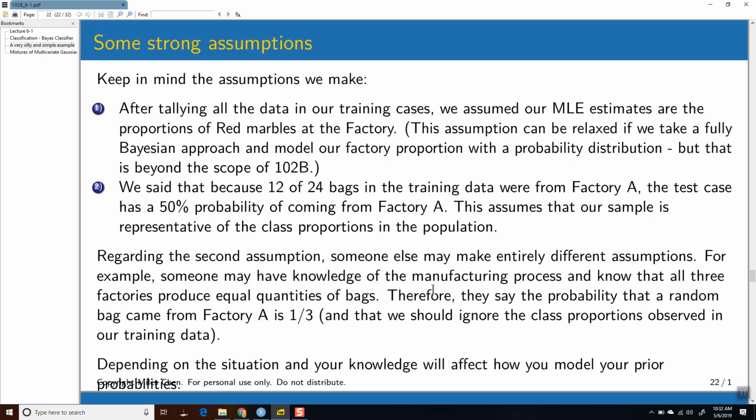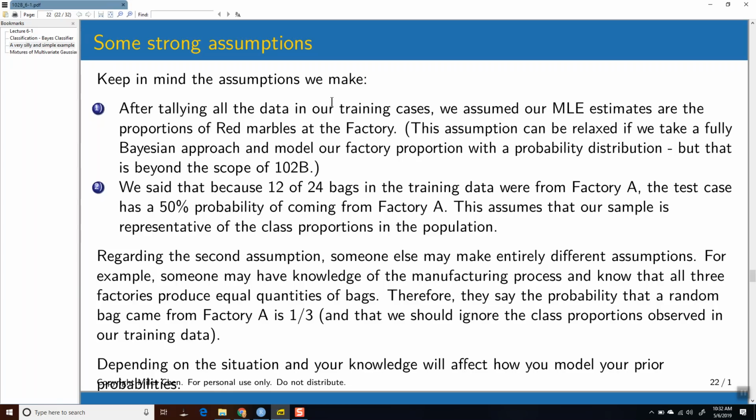There are a few strong assumptions that we're making. One is that we tallied up the data in our training cases, and we're just assuming that these MLE estimates are the proportions of red marbles at the factory. So we're assuming that factory A is using a fill proportion of 60%, factory B is using a fill proportion of 50% for red, and factory C is using a fill proportion of 40% for red. So we're sticking with our MLE estimate and using that. And I think that's fine.